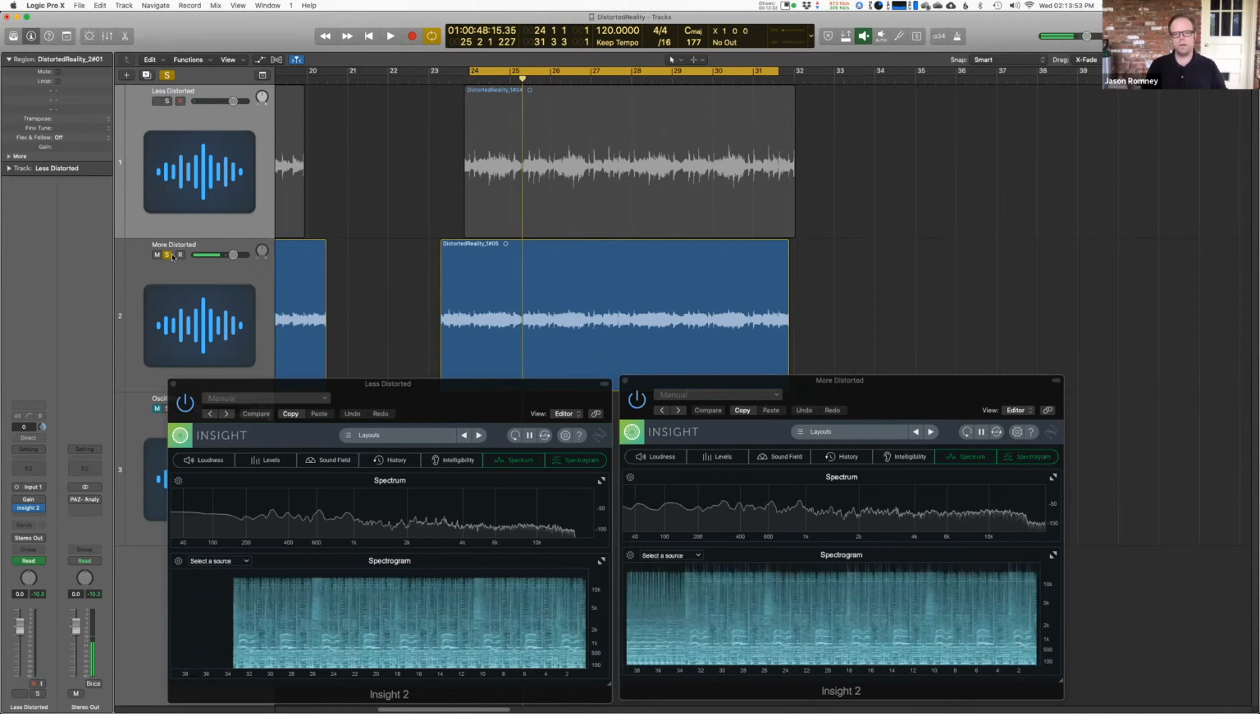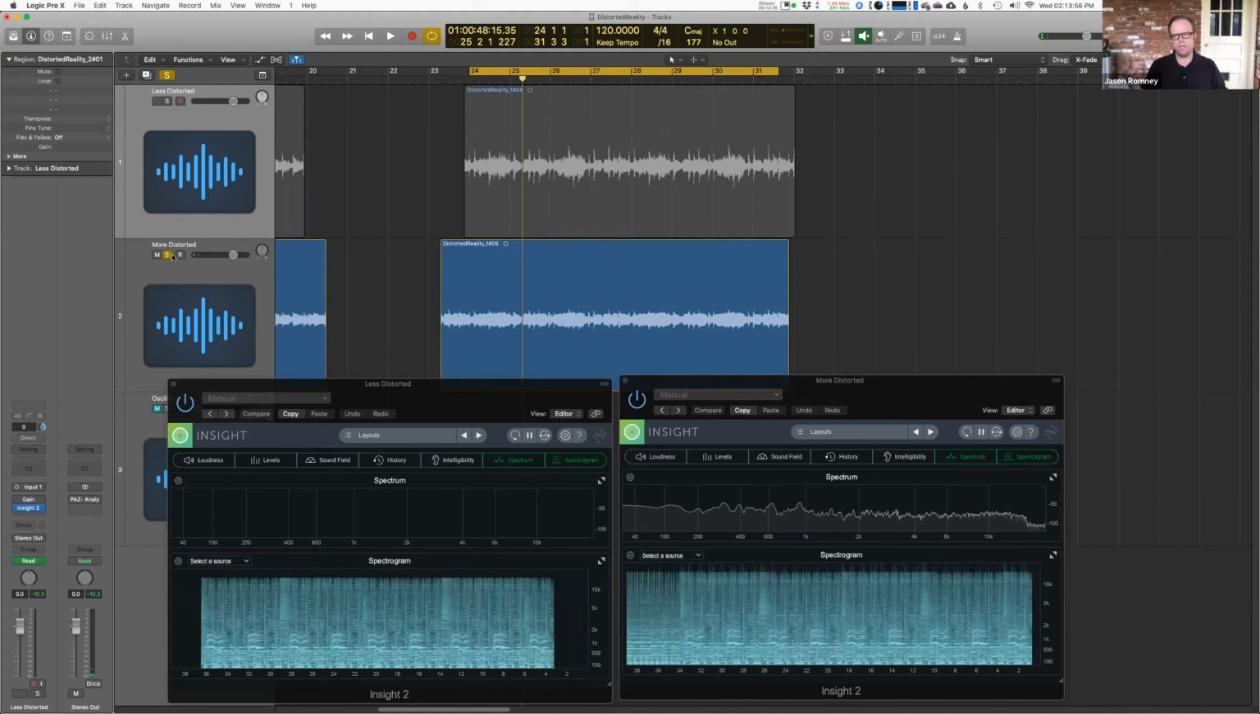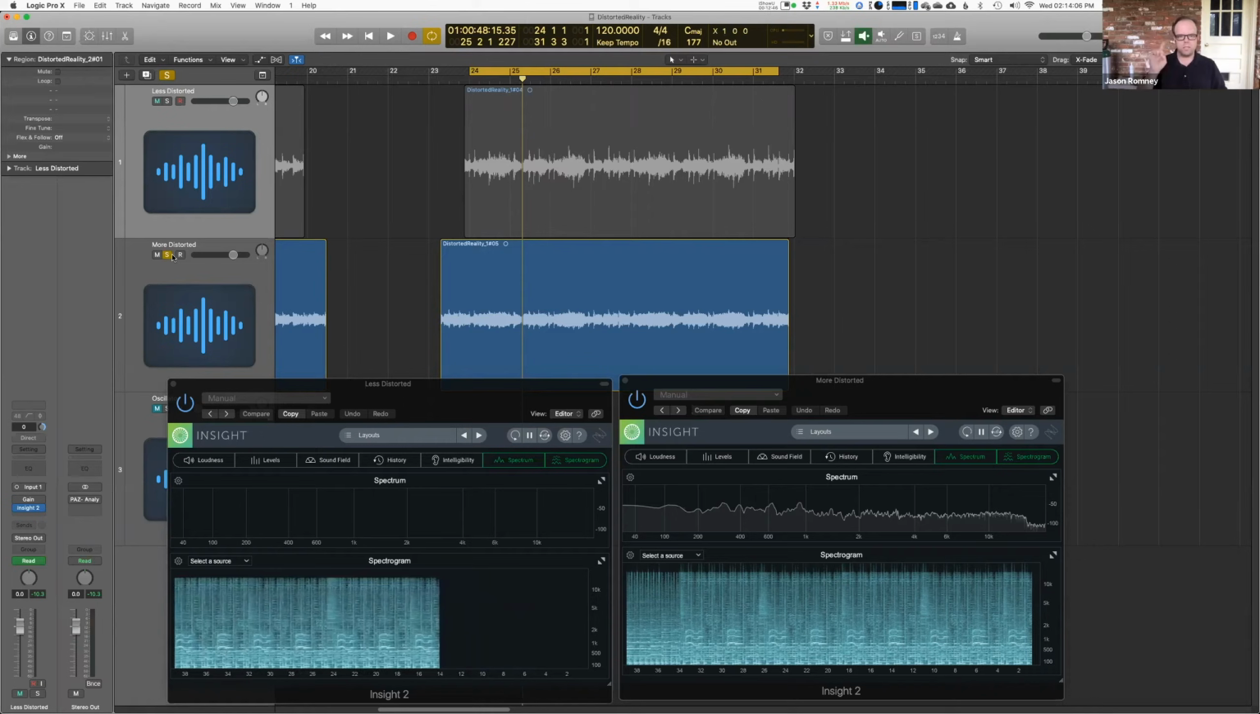Okay, so those are the two things that I'm listening for when I'm doing distorted reality. I'm listening for the dynamic range. So you get less transient. The peaks don't jump out at you as much. So overall, it sounds more compressed. But you also get that high frequency energy that just gets really messy. Okay? So those are the two things.